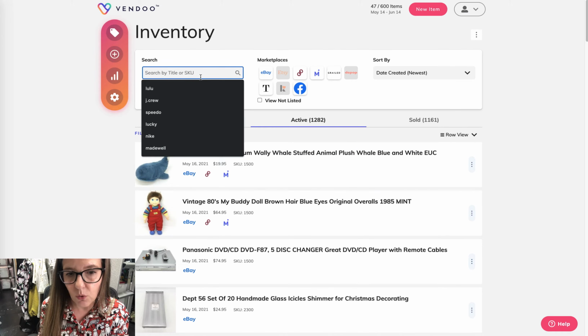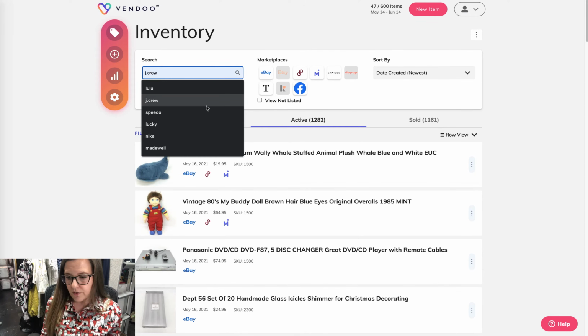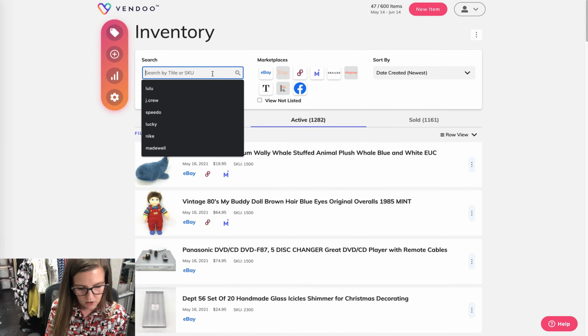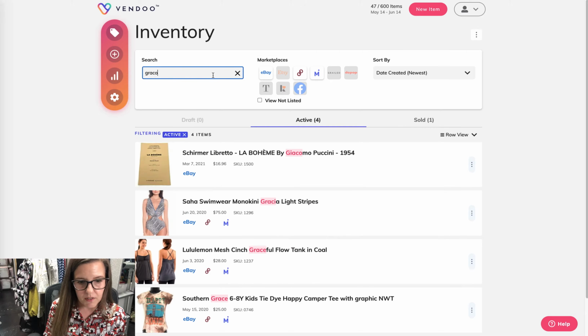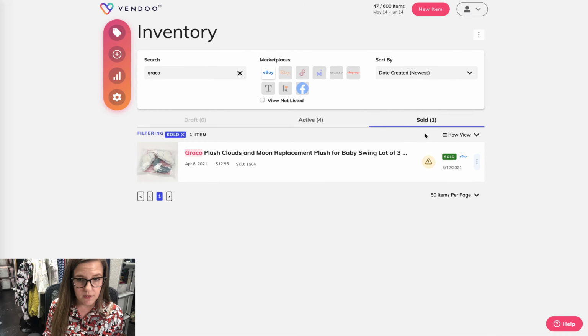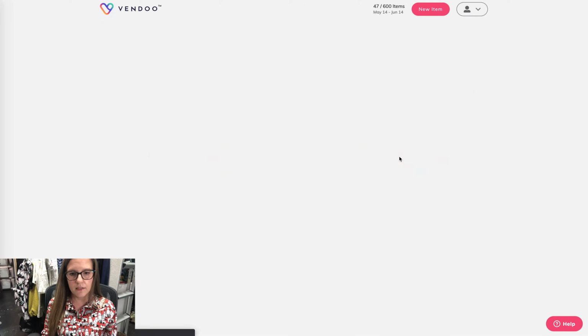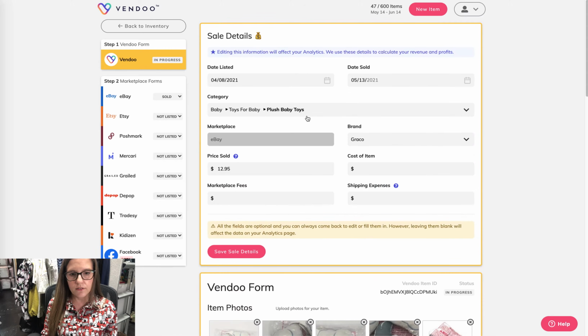I do mark things as sold throughout the week so that we can get them off of 2 platforms or 3 platforms in some cases. That's better for us. So we're going to go to this Graco stroller. These junk bags, I'm telling you. I type in Graco into Vendoo's inventory, and you see that I've marked it as sold already. And I click on here. Then I go to Edit Sale Details, and it says that I listed it on the 8th, which is probably true because I import all of our listings from eBay into Vendoo.